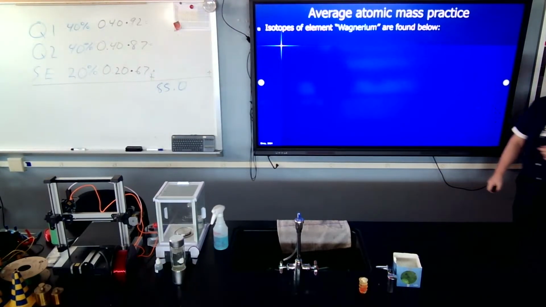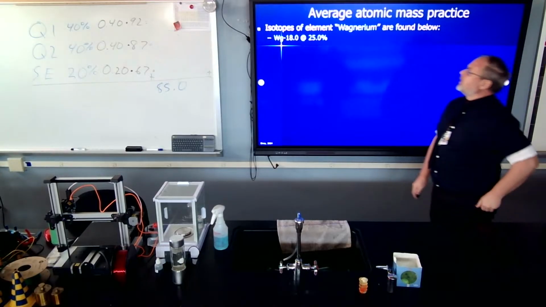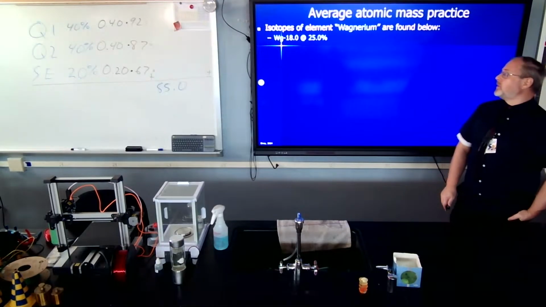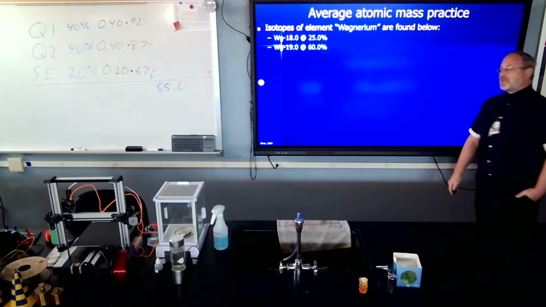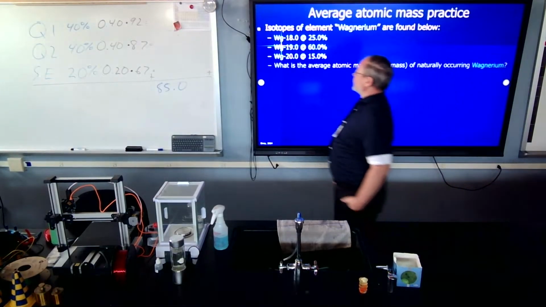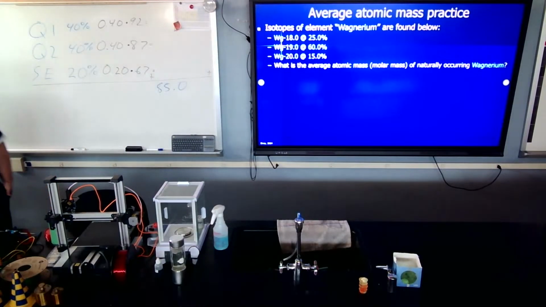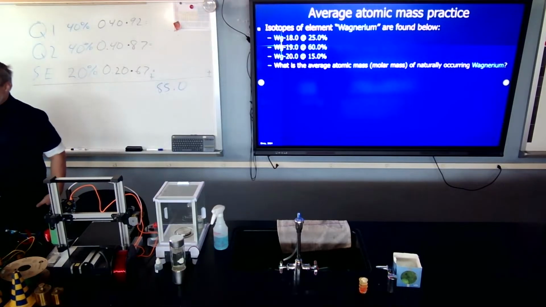Elements of Wagnerium. So Wagnerium has 3 isotopes. Wagnerium 18 is 25% abundant. Wagnerium 19 is 60% abundant. And Wagnerium 20 is 15% abundant. What I would like you to do is use the system we just learned to figure out the average atomic mass of naturally occurring Wagnerium.